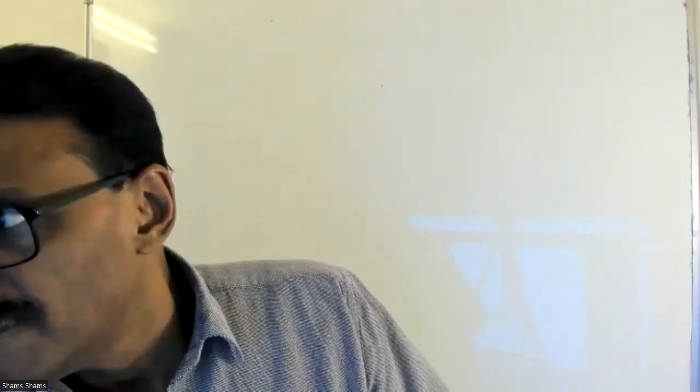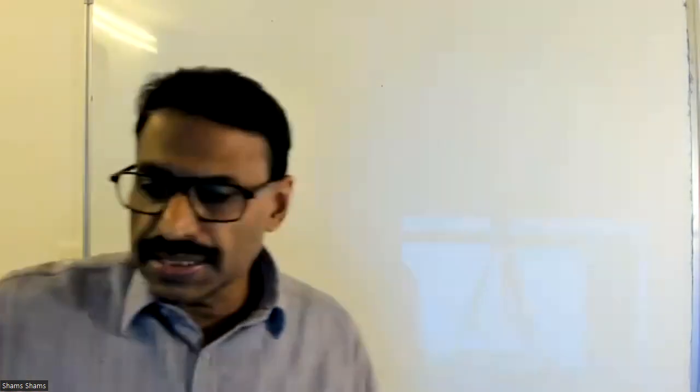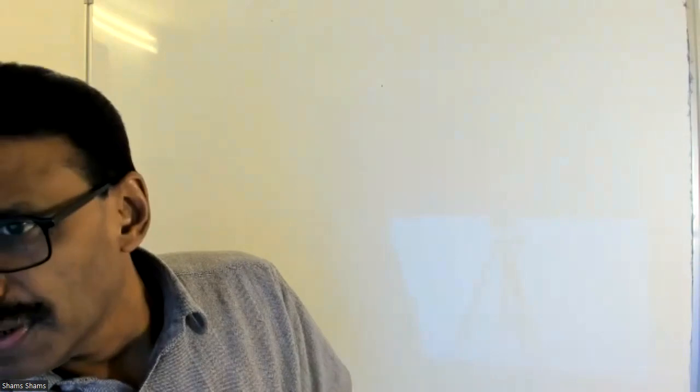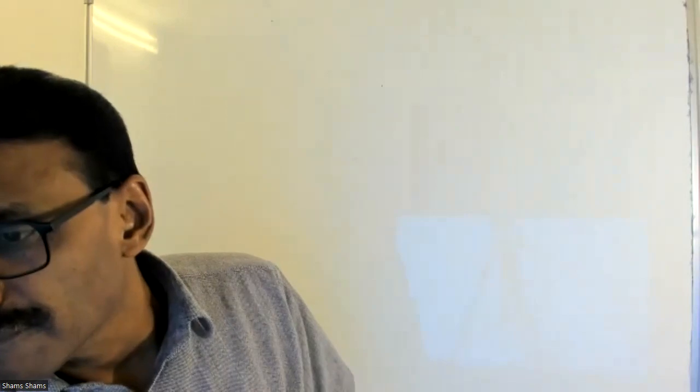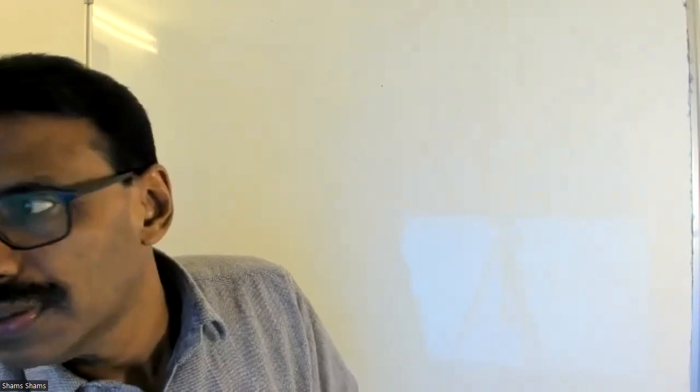Okay. Read the question. A and B are friends. What is the probability that both will have the same birthday? Second, both will have different birthdays. Okay, what is the total possibilities for this question? Two. Total possibilities? Two. Okay.